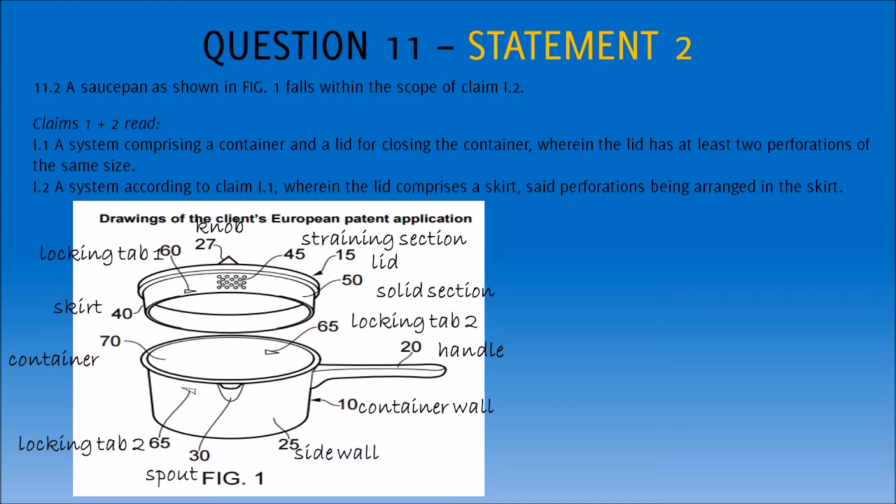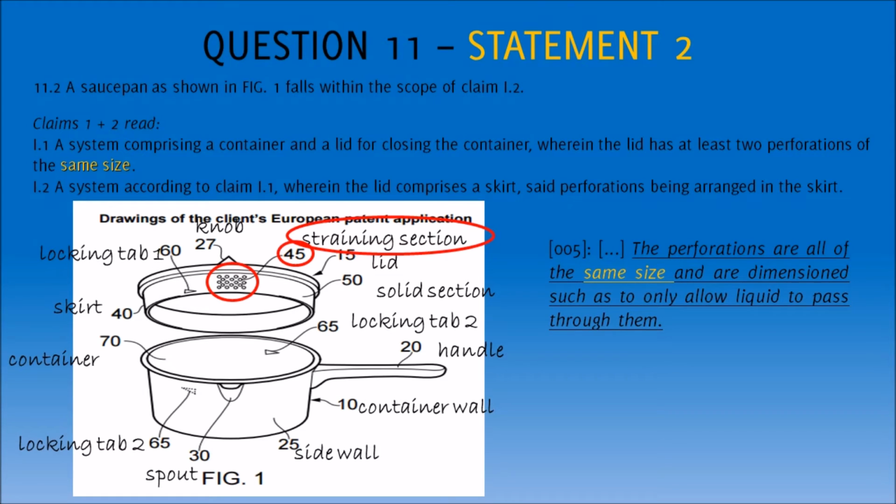Then in claim 2, we need additionally that the lid comprises a skirt. That's also there. It's the reference number 40. So skirt is there. And said perforations being arranged in the skirt. So again, we look, where's the skirt 40? It seems it goes all around the lid or the bottom of the lid, and the straining section 45 with the perforations is within the skirt. So the only open feature still is the perforations, if they have the same size.